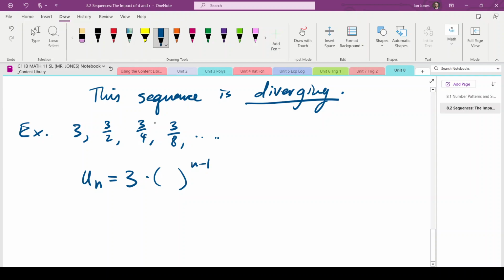3 over 2 times a half is 3/4. And if you couldn't pick that out right away, don't fret. You can just take the second term divided by the first term, and that will give you your value of r, if it is a geometric sequence.